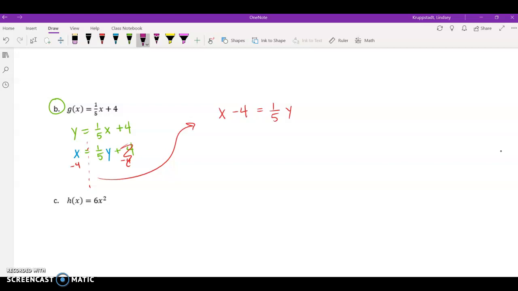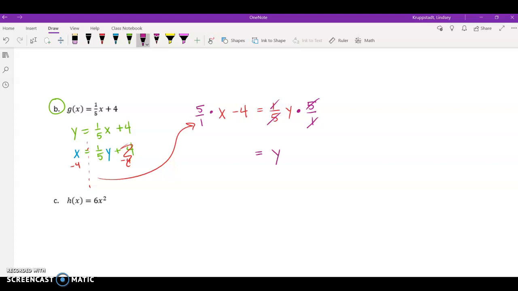The reason I wanted to do this problem is because trying to figure out what to do with this 1/5 is a little bit more complicated. One option is you could divide everything by 1/5, but that gives you a weird goofy answer on the left-hand side. So my preferred method is to, instead of doing 1 divided by 5, multiply by the reciprocal, 5 over 1. What that does is it cancels the 1/5, so we're just left with y.